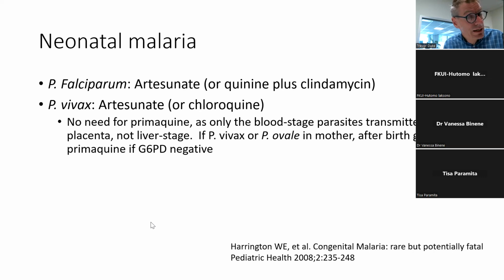One important thing about neonatal malaria and Vivax malaria is you don't need to give primaquine, as the malarial form that's transmitted is not the liver stage, it's only the blood stage. And so you only need to use artesunate, not primaquine, which is good because you need to be testing for G6PD before you use primaquine. But if the mother has Vivax malaria or Plasmodium ovale, then it's important that she should have primaquine so that she doesn't have chronic malaria, as long as she's G6PD negative.